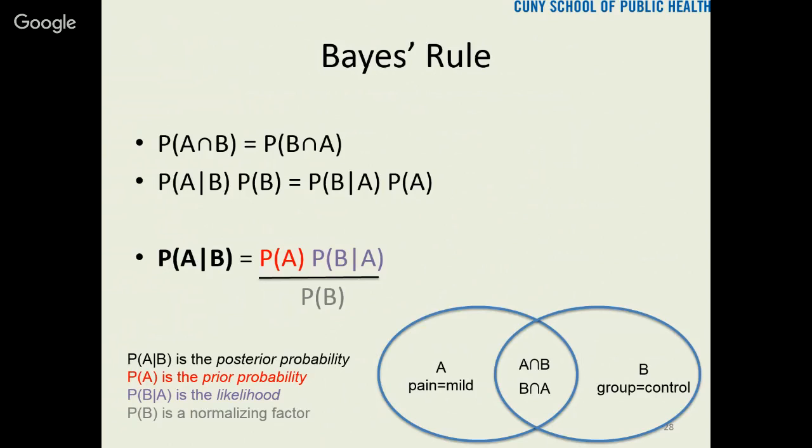No, that's the sensitivity. Yeah, that's the sensitivity. So it's the prevalence, your prior probability, times the sensitivity divided by the prior probability of a positive test. And those will allow us to calculate the positive predictive value.